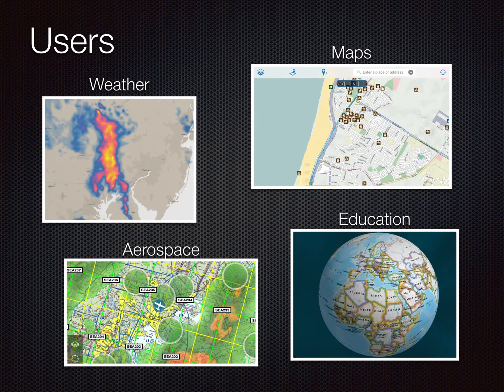Now, there are 4 main groups that use the WhirlyGlobe-Maply toolkit. One is weather apps. There are a number of popular weather apps that use it. Another is 2D or flat maps. Then there are the aerospace apps. These are often aviation related. And then there are education apps, and we'll go through an example of each of these.